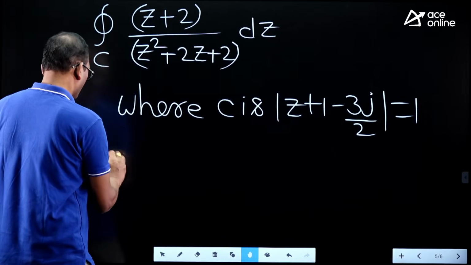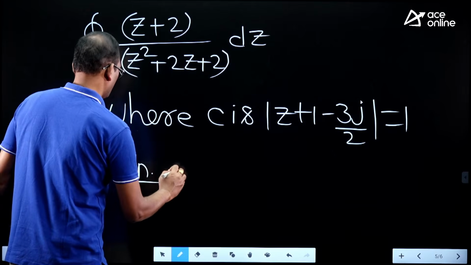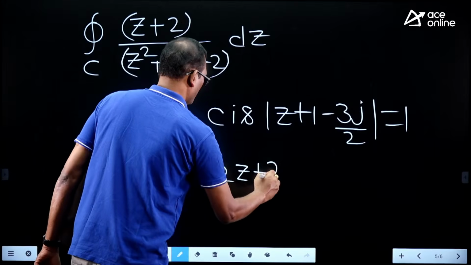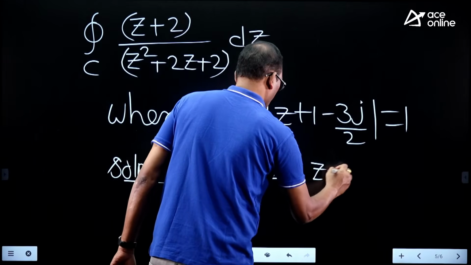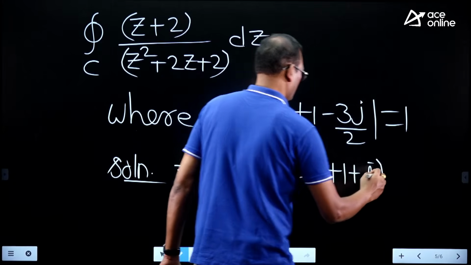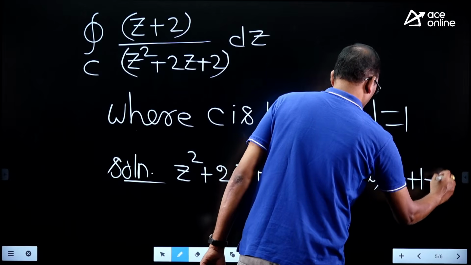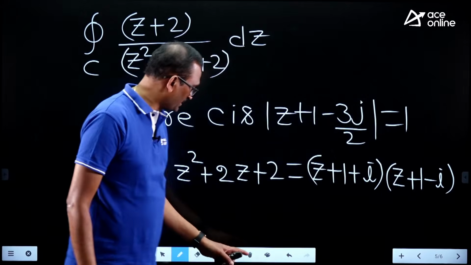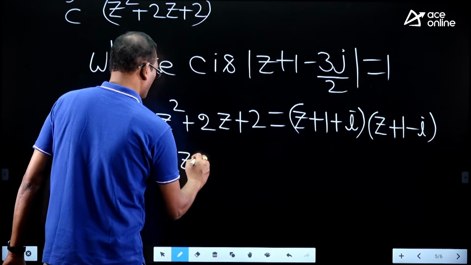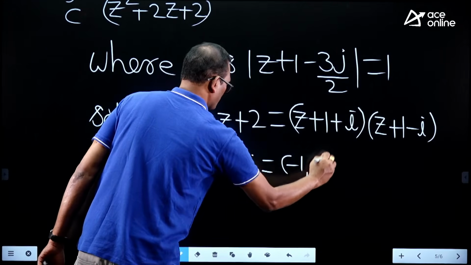Singular points of the given function. Z square plus 2z plus 2 should be written as z plus 1 plus I, and z plus 1 minus I. It should be written like this. Therefore, what are the singular points? Singular points are z equal to minus 1 minus I, that is minus 1 comma minus 1.